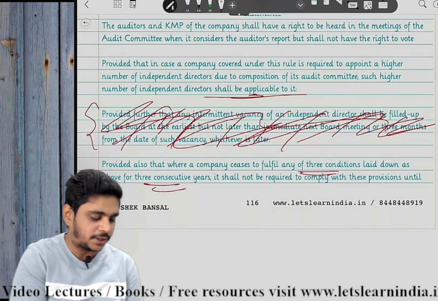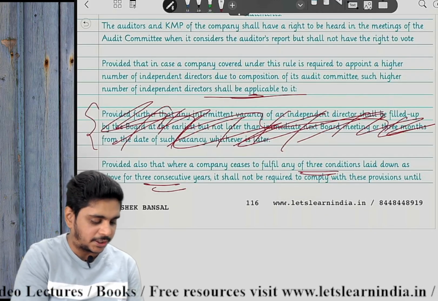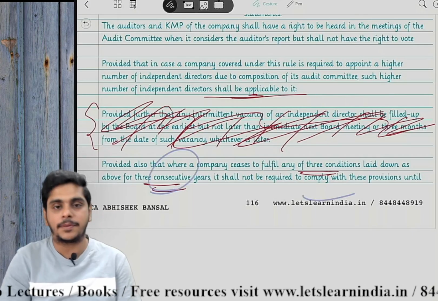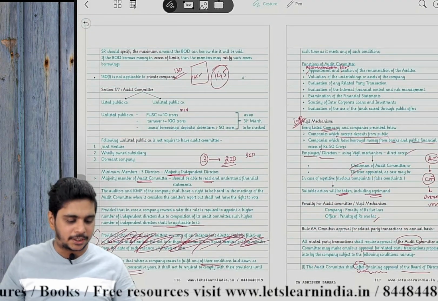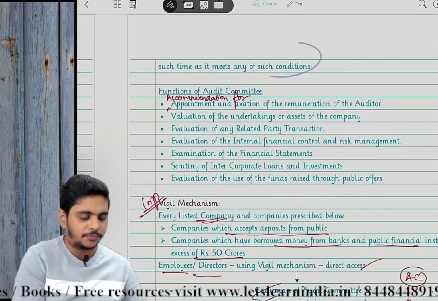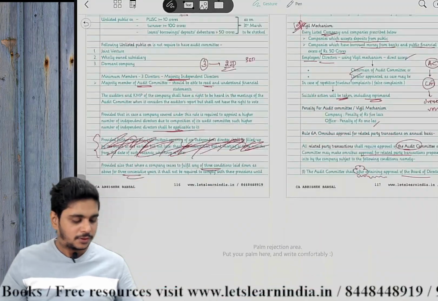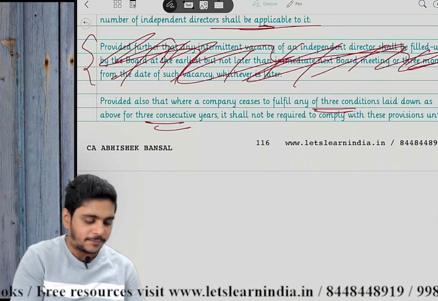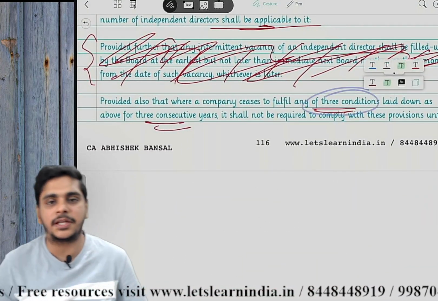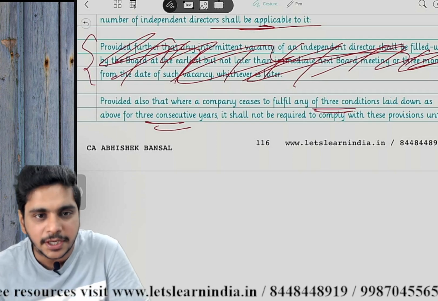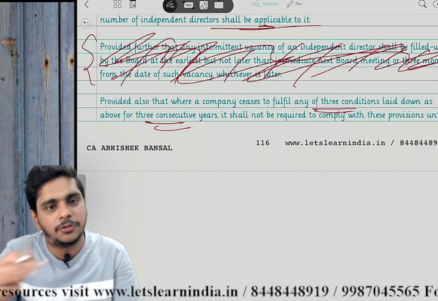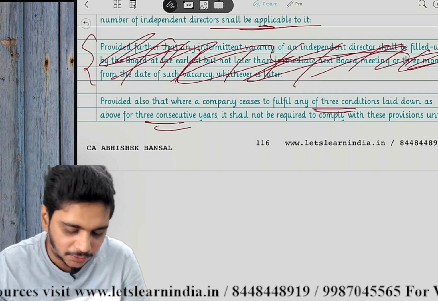A company which ceases to fulfill any of the 3 conditions laid as above for 3 consecutive years shall not be required to comply with this provision. That means you are exempted till you meet the criteria. So if you are not fulfilling these 3 conditions for 3 consecutive years, then you are exempted from audit committee.